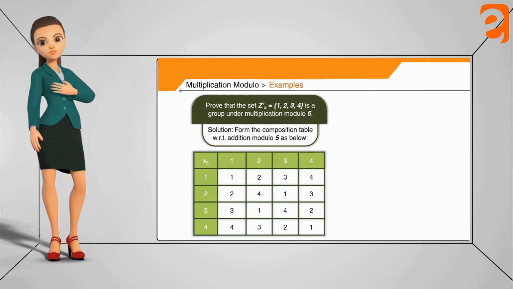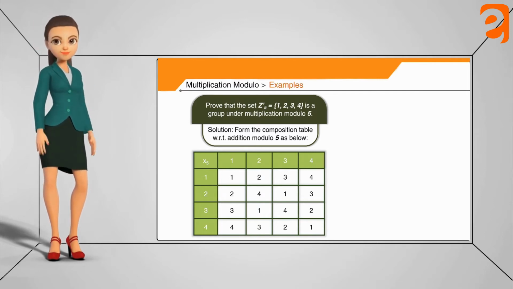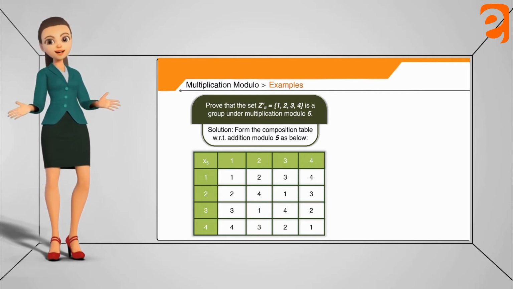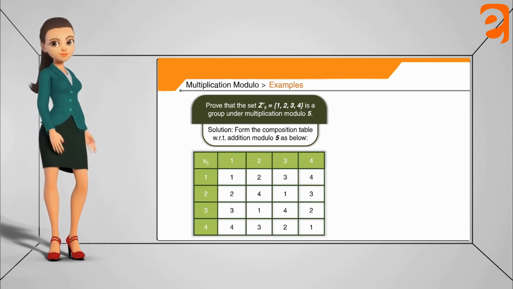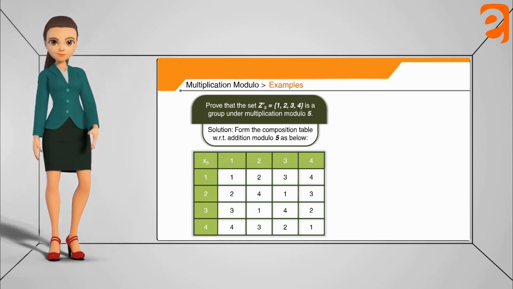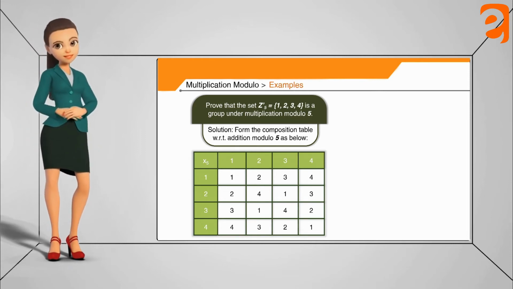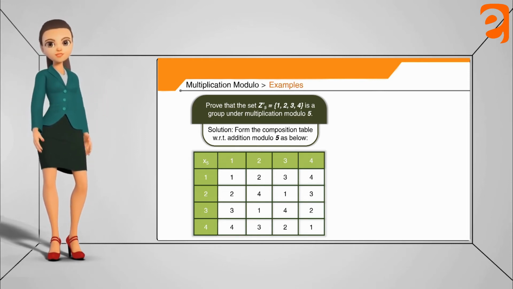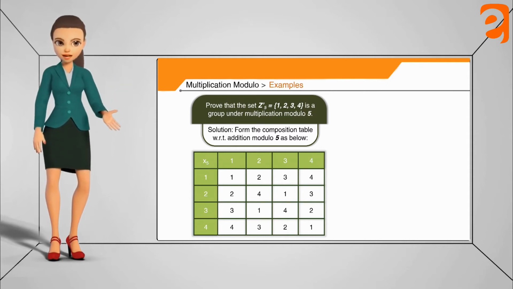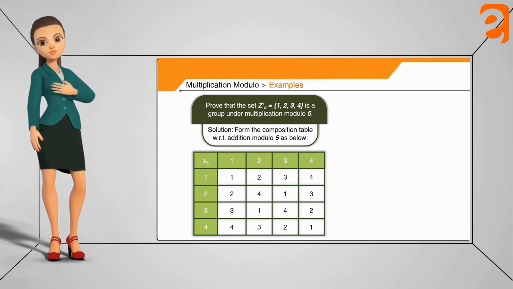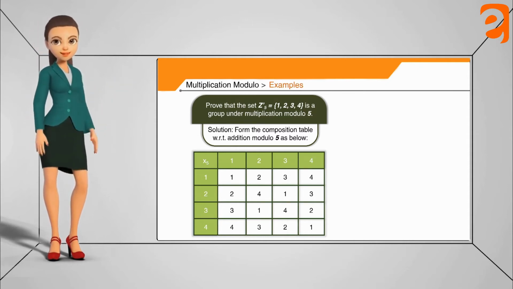No need to divide it by 5. 1 into 2 is 2, no need to divide it by 5 because the number is less than 5. 1 into 3 is 3, keep it as it is. 1 into 4 is 4, keep it as it is. Moving to the next row. 2 into 1 is 2, less than 5, no need to divide it by 5, keep it as it is. 2 into 2 is 4, less than 5, keep it as it is.